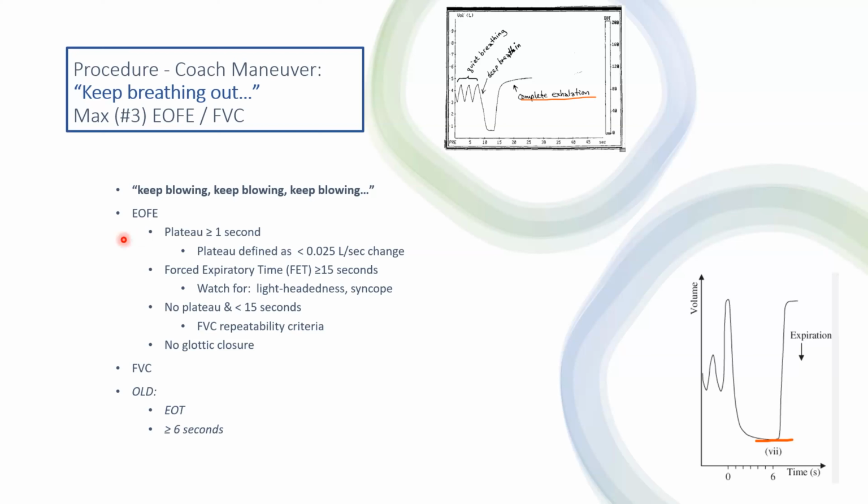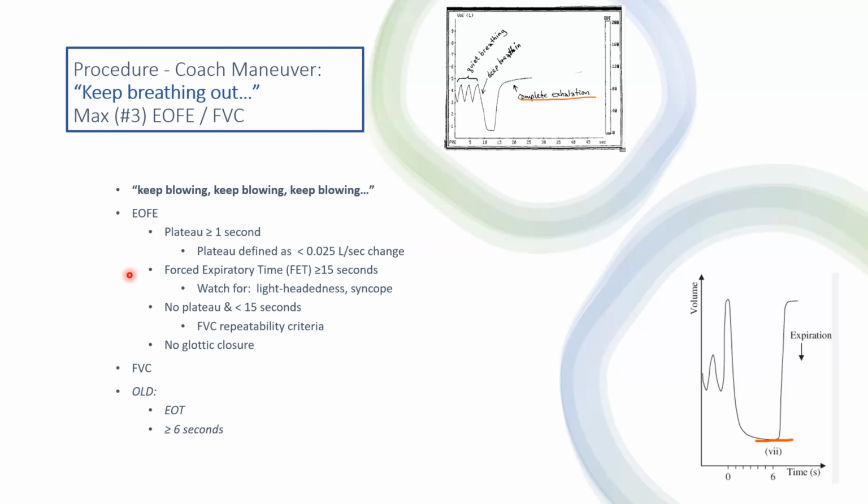Most software will give you a visual or audible indicator that you have reached a plateau. Once you have reached it, you need to maintain that plateau for more than 1 second before you terminate and have them go back to the FIVC. If you never get to a plateau, second criteria for end of forced exhalation is a forced expiratory time of 15 seconds or more. You do want to watch for lightheadedness and syncope.